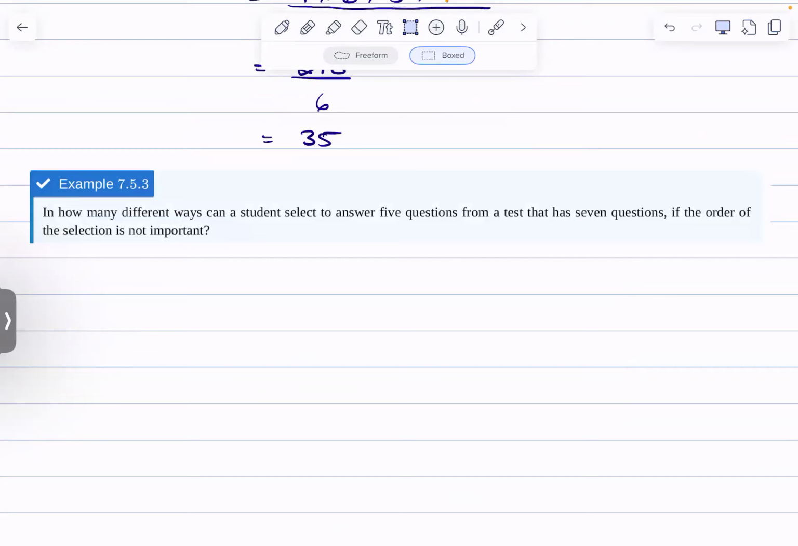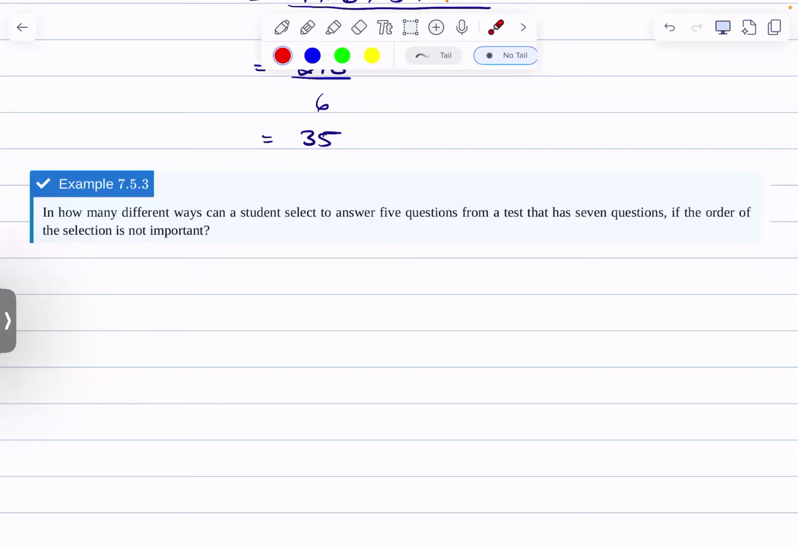Maybe you guys can read this question and get it right away. I had to think about it because I'm like, well, that doesn't make sense. But the scenario, after I thought about it, should be this. In how many different ways can a student select to answer 5 questions from a test that has 7 questions if the order of the selection is not important, right?